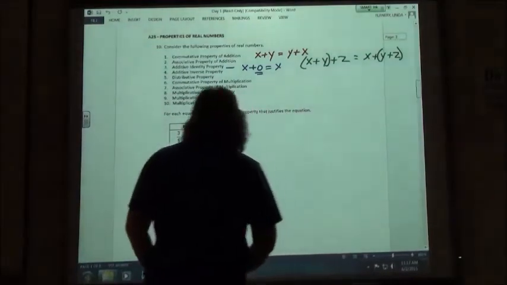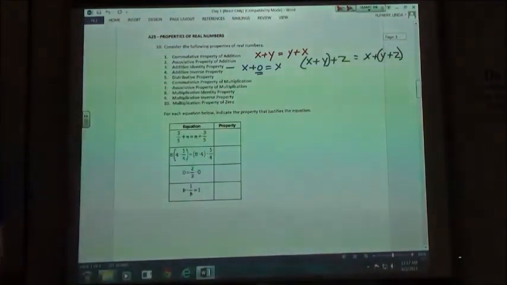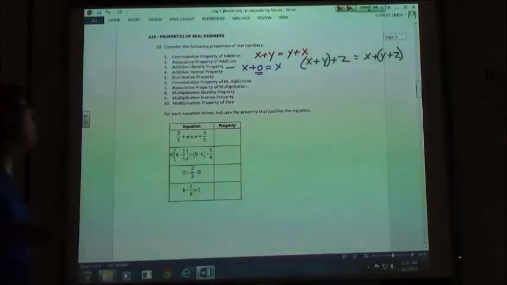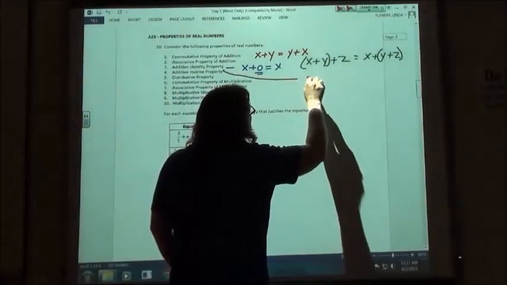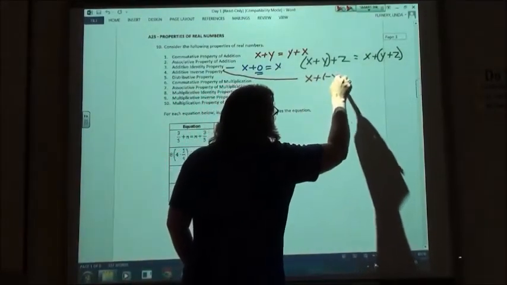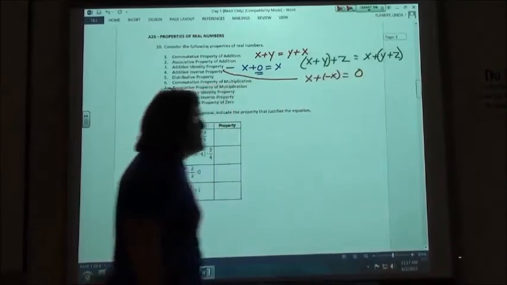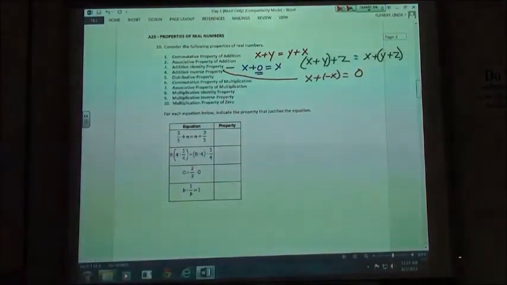Additive inverse property. The word inverse means opposite. The opposite of adding is subtracting. And so the additive inverse property says that if I add two numbers that are opposite, I get an answer of 0. Their example for the additive inverse property would be something like x + (-x) = 0. 3 + (-3) is 0. If I add opposites, I get 0.